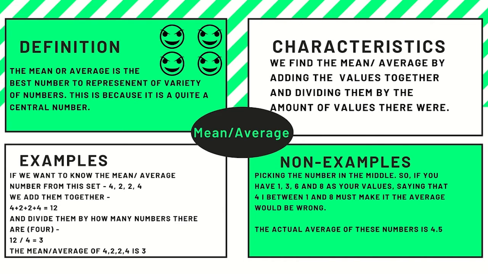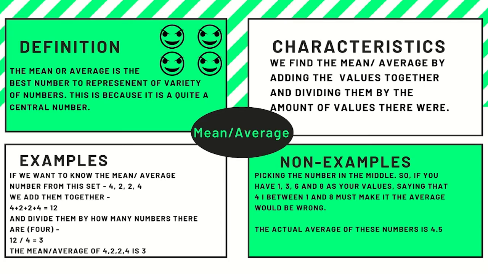Fabulous. And let's move on to my filled in model. So I've gone for definition. The mean or average is the best number to represent a variety of numbers. This is because it's quite a central number. Characteristics, we find the mean or average by adding the values together and then dividing them by the amount of values that there were. Examples, I've given you an example there, 4, 2, 2 and 4, add up to 12, divided by the 4, because there's 4 numbers, gives us 3. So the average is 3.